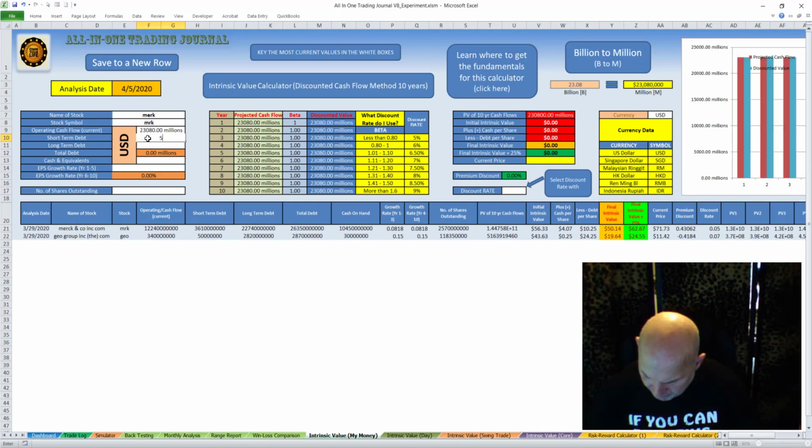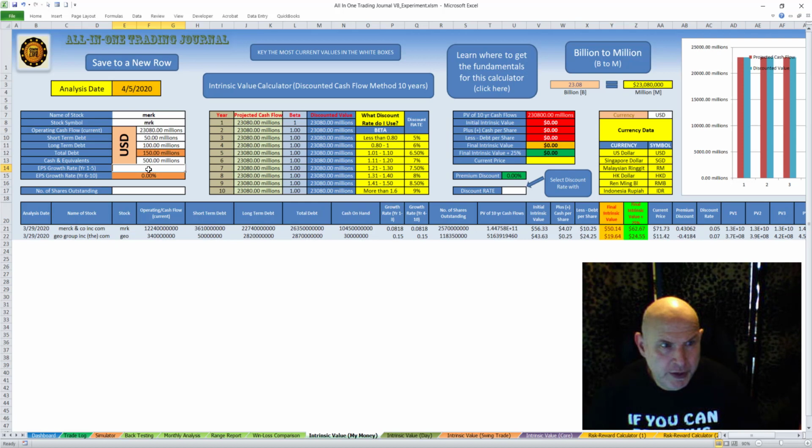Short-term debt might have been 50 million plus 6 zeros. Long-term debt might have been 100 million plus 6 zeros. Cash equivalent might have been 500 million plus 6 zeros.